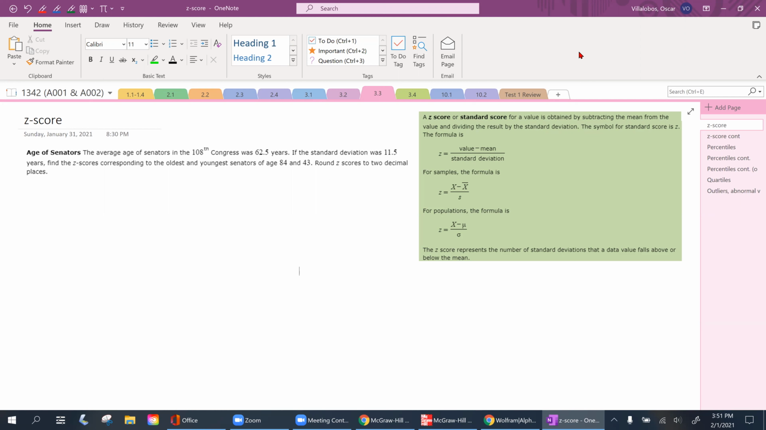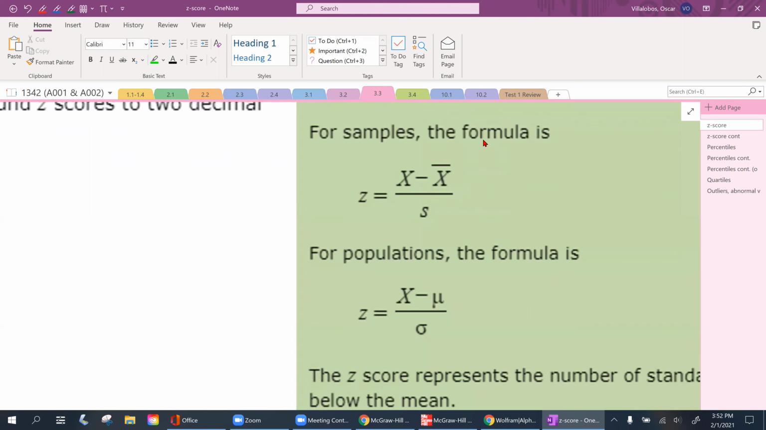A z-score for a value is obtained by subtracting the mean from the value and dividing the result by the standard deviation, right? For this first example, that specific numerical value is going to be given to you alongside the mean and the standard deviation, and we need to find the z. There's going to be other examples where you're given the value itself, and by value, I'm referring to that capital X.